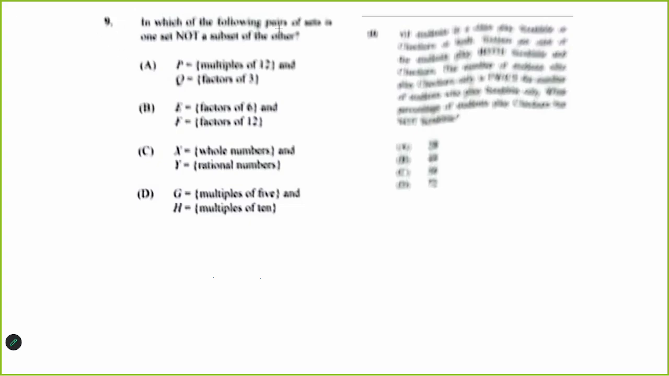In which of the following pairs of sets is one set not a subset of the other? Subset means that all the elements found in one set are found in the other. P, multiples of 12 and factors of 3. If we look at multiples of 12, that's 12, 24, 36, I could go on, 48, 60, 84, and so forth, right? Then factors of 3 would be 1 and 3.